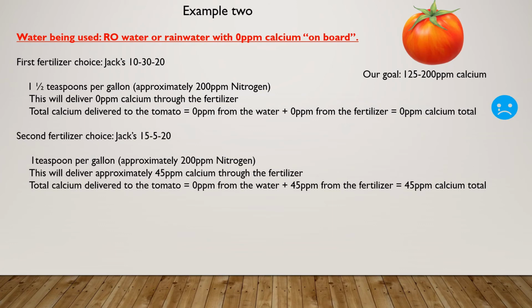We look at the second choice again, the 15-5-20. We mix it at the same concentration. We're going to have about 45 parts per million calcium through the fertilizer, 0 through the water.